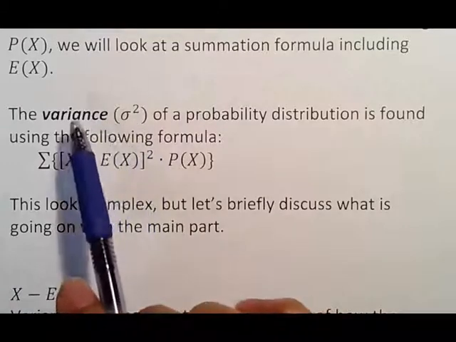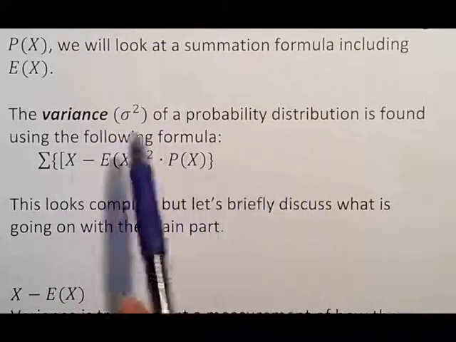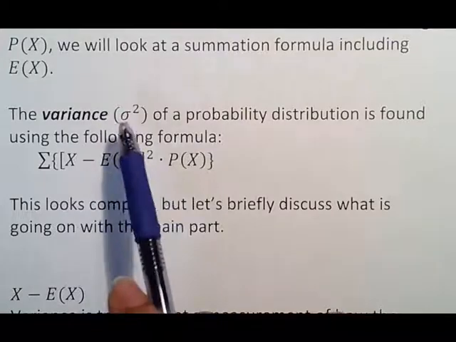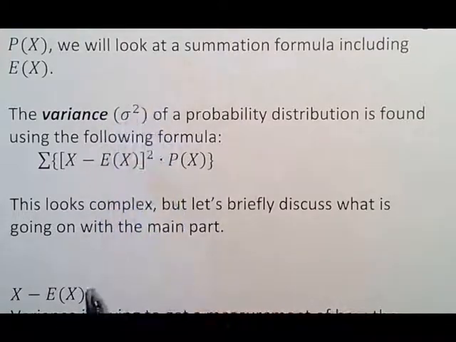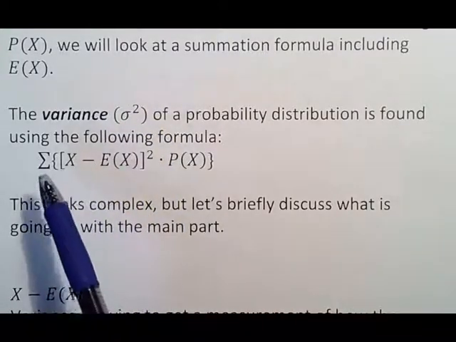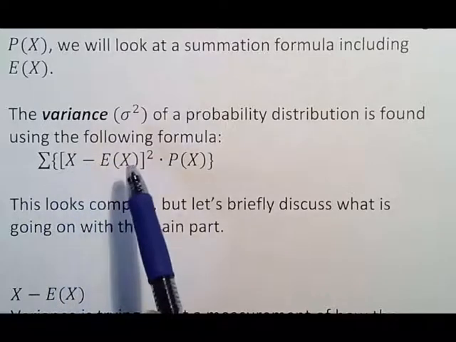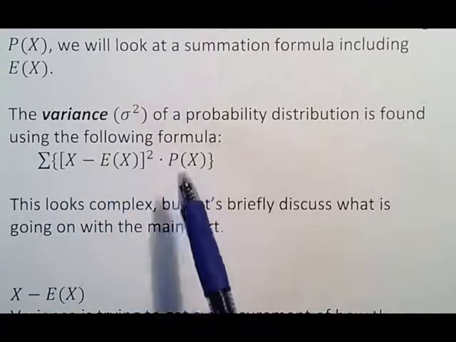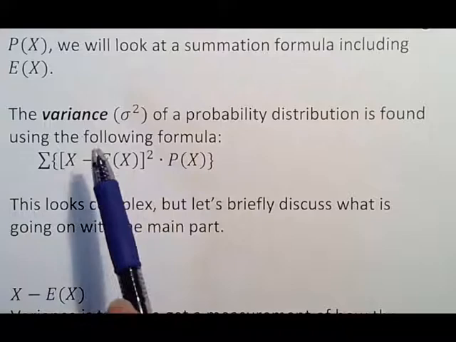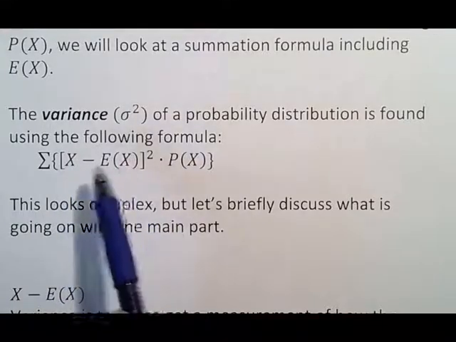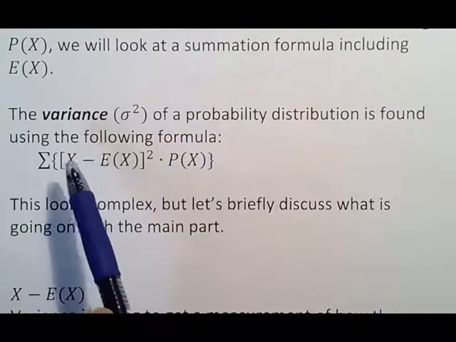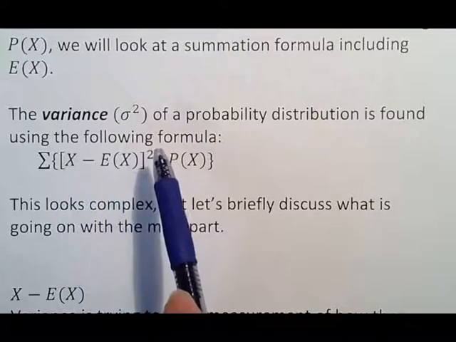The variance of a probability distribution is found by using the following formula. Again, this is the symbol for variance whenever you get into statistics, and it is the summation of x minus E of x squared times P of x. So first thing you do is x minus E of x, which is the value minus the expected value. Then you square it and you multiply it by the probability.